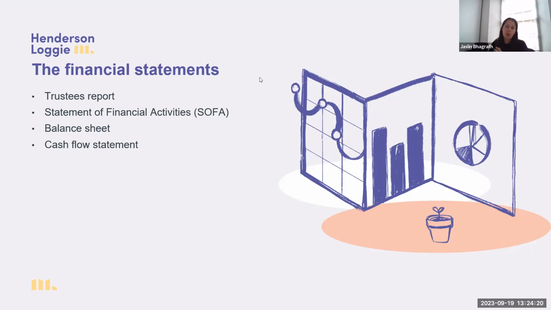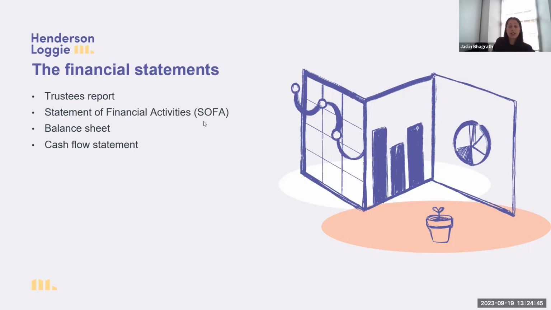I describe all these four statements as pieces of a jigsaw, and you need all four pieces to really see the full picture of what's happening in a charity. So when you are reviewing these accounts, you need to look at all those statements to get a full picture of where the charity's at and what questions you should be asking.